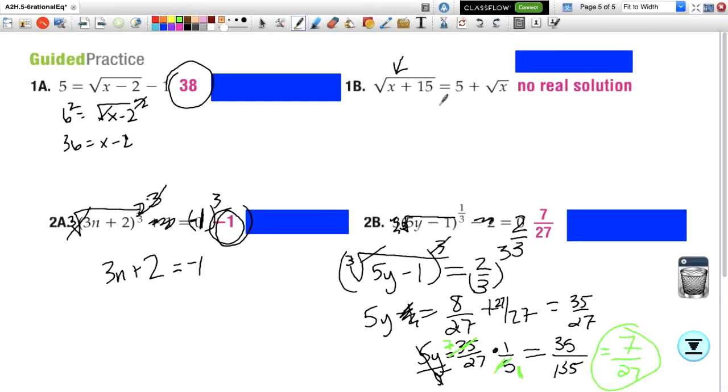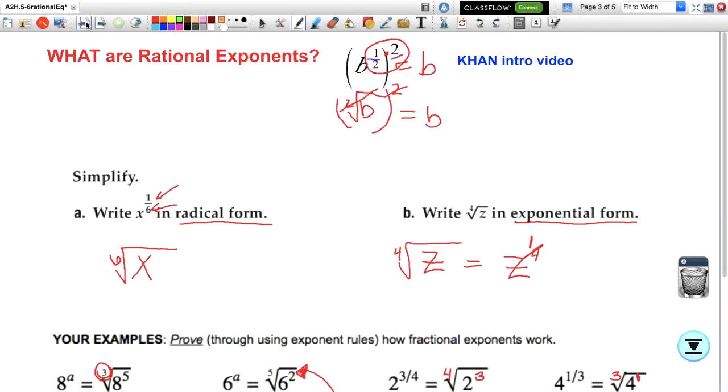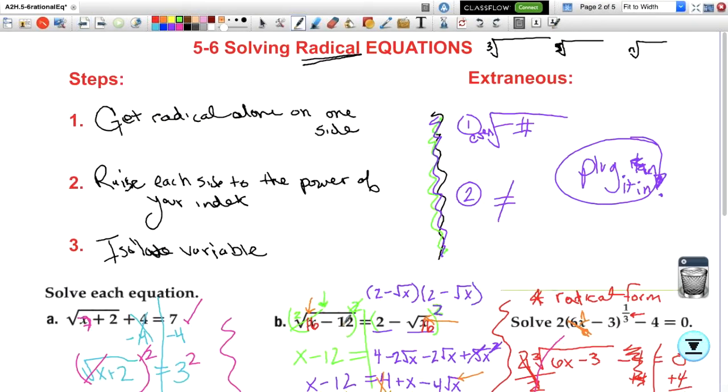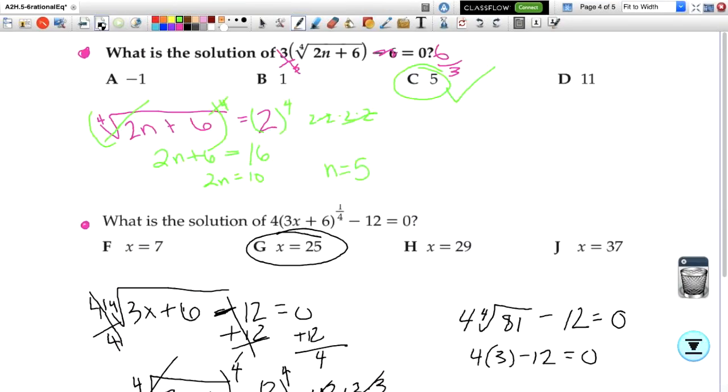Now, I know what you're thinking. You're thinking every time you have a root and you add or subtract it to something else and you have a root over here that it's going to be no real solution. Now, that is the case right now with these two problems, but that is not always the case, okay? And what I'm doing is I'm referencing this problem here, which was also a no solution. So let's just make this last one happen right now, okay?